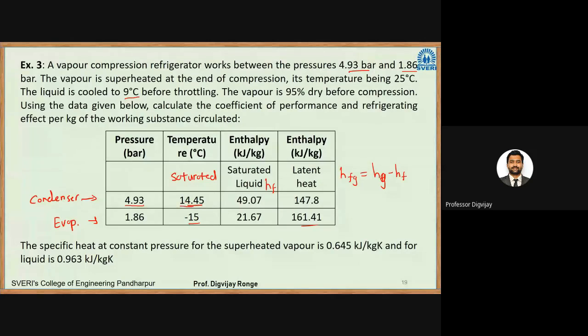And this value, 25 degrees Celsius, is greater than 14.45. That means this temperature is greater than the saturation temperature. That means it is superheated.